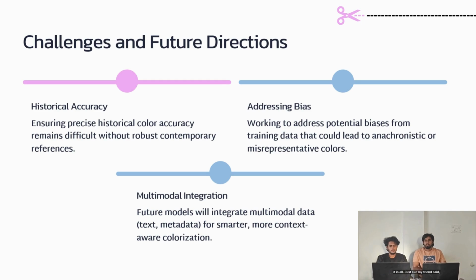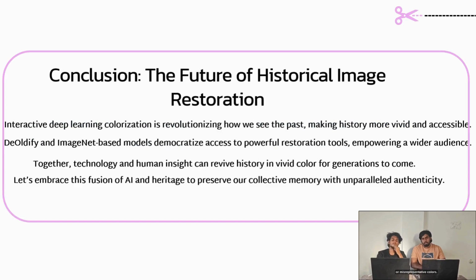Sorry, just like my friend said, the challenges and future directions. The first one is historical accuracy. Ensuring precise historical color accuracy becomes difficult without robust contemporary references. Then addressing bias, which means working to address potential biases from training data that could lead to anachronistic or misrepresentative colors. It can also cause wrong colors to be represented. And then multi-modal integration: future models will integrate multi-modal data, such as text and metadata, for smarter and more efficient colorization.